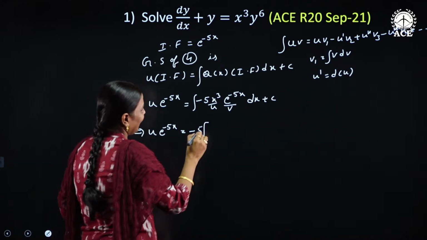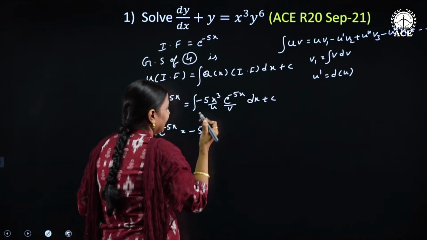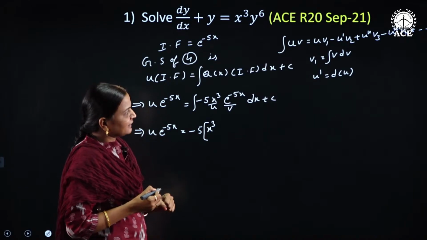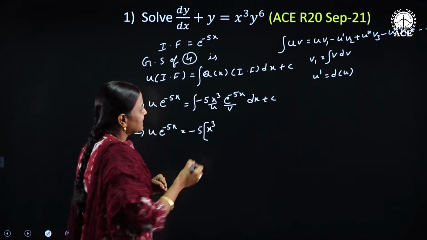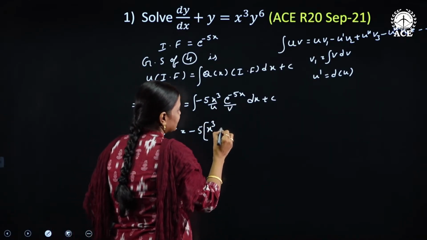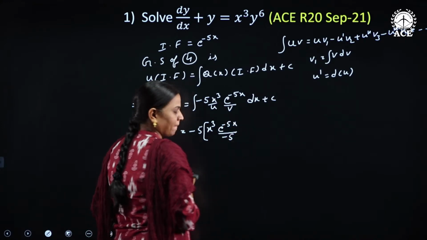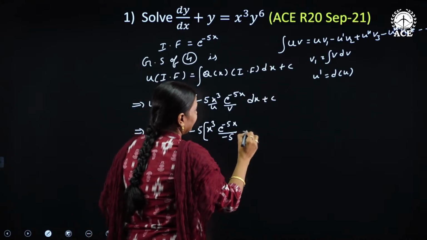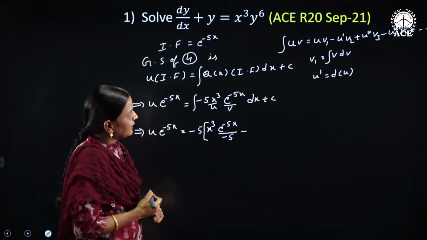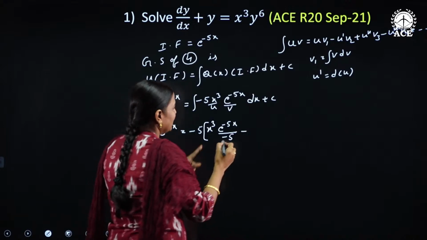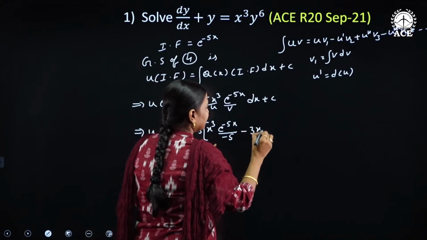What is the u? X cube into v1. v1 is nothing but integration of v. What is the integration of e power minus 5x? E to the power minus 5x by minus 5. Next, minus u dash. What is the u dash? Differentiation of x cube. Differentiation of x cube is 3x square.